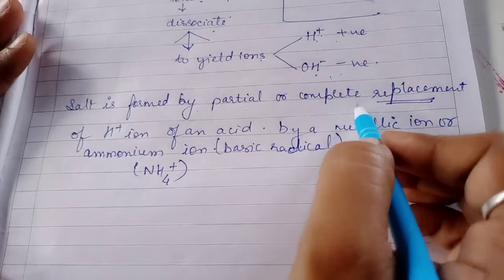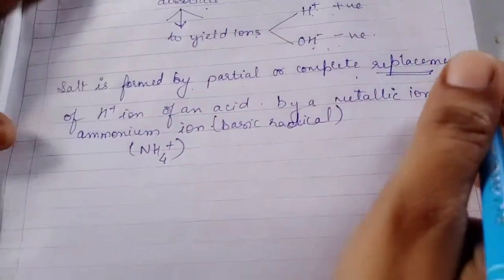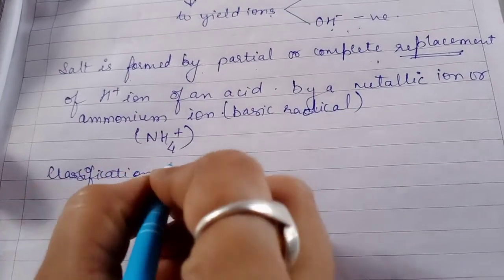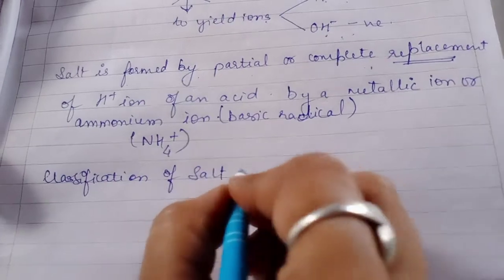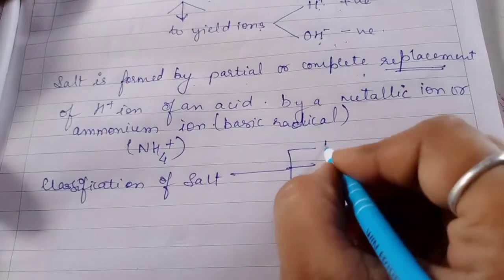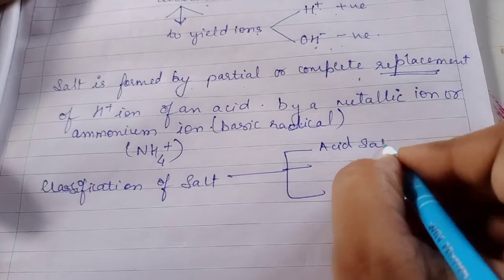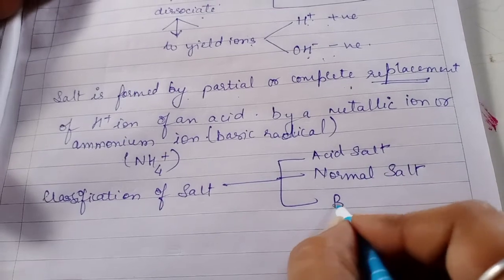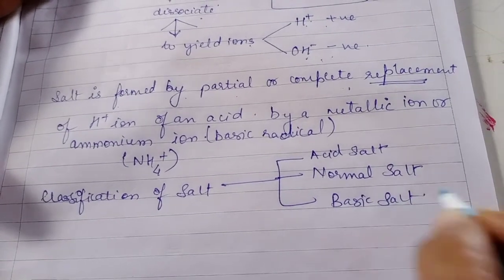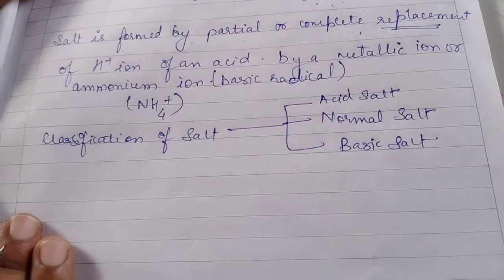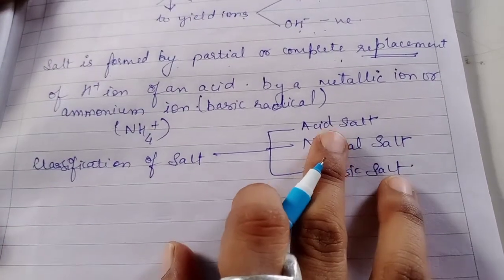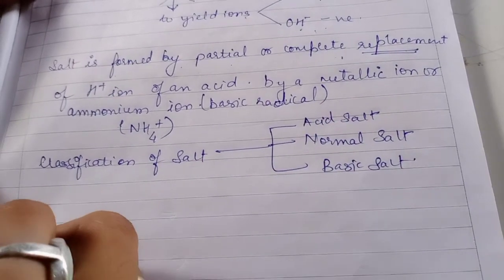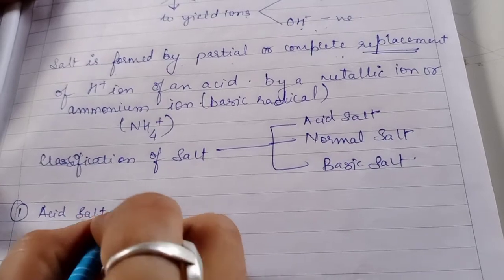Now let us see partial and complete replacement. So we have a further classification of the salt. In this classification of salt, we have to study three types of salt. That is acid salt, normal salt, and basic salt. Are you getting? These three types of salts we have to study. Now the first one is your acid salt.